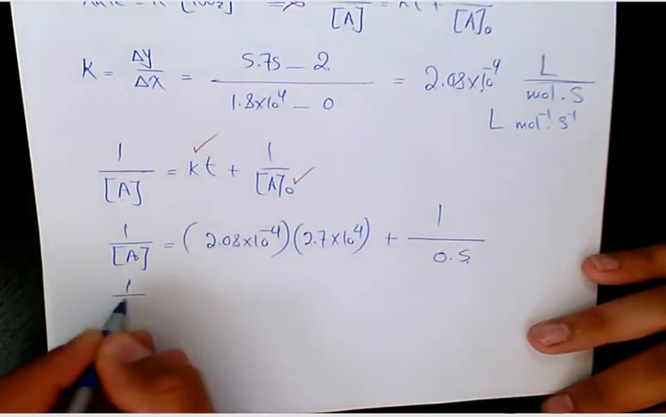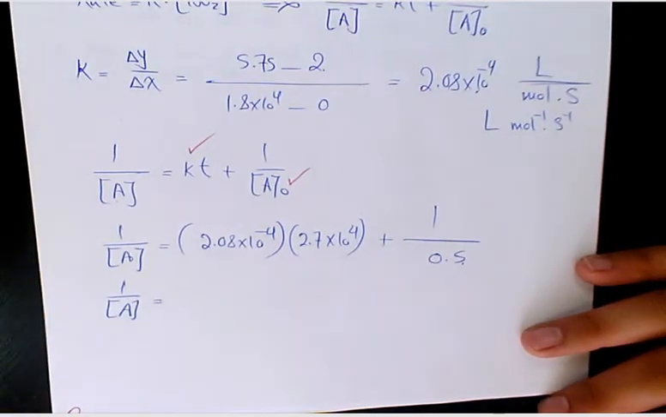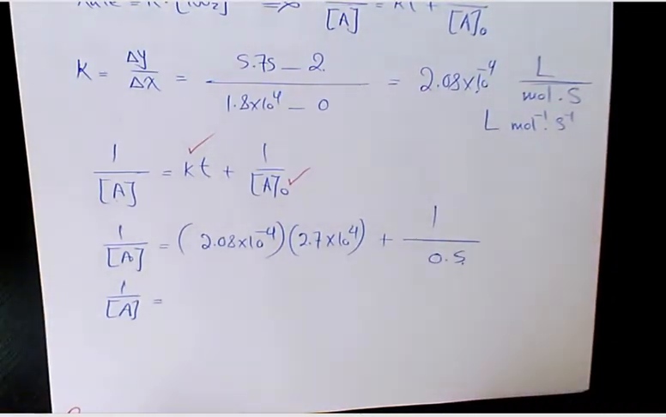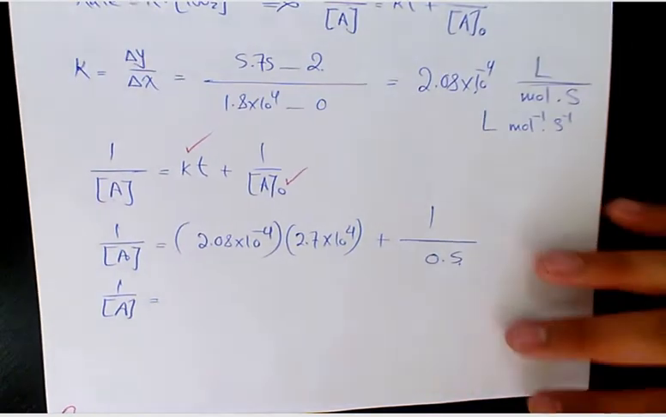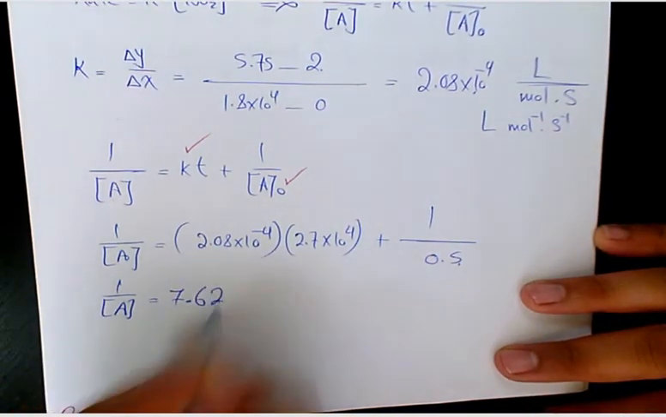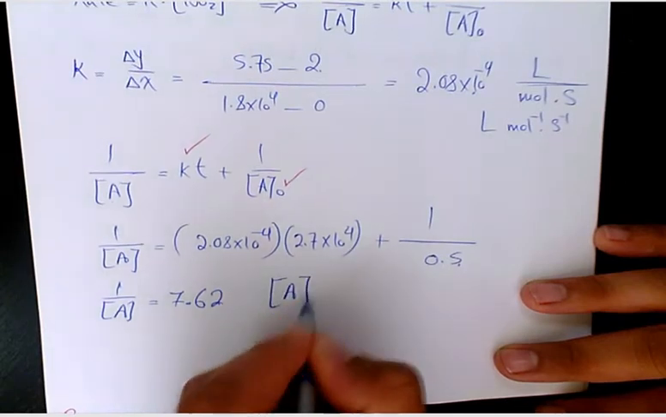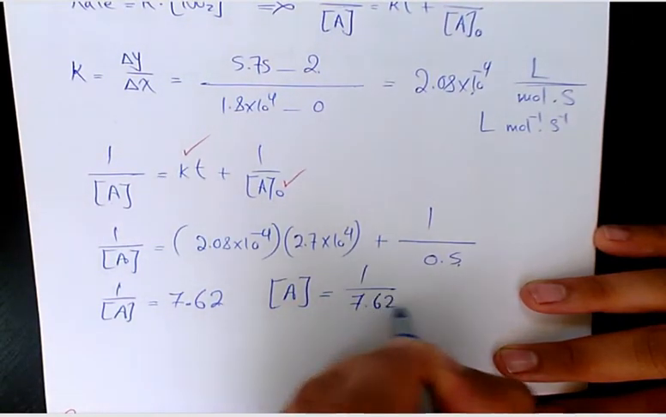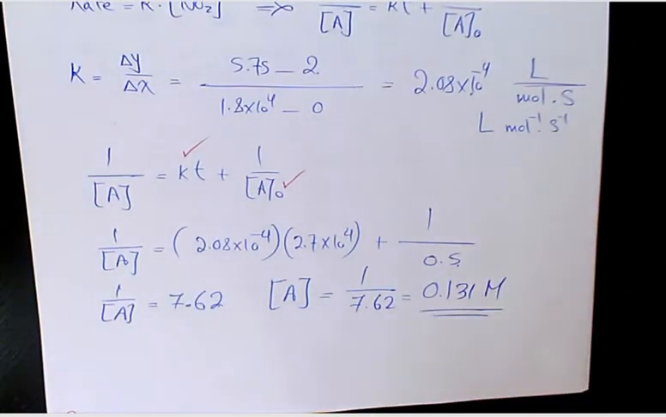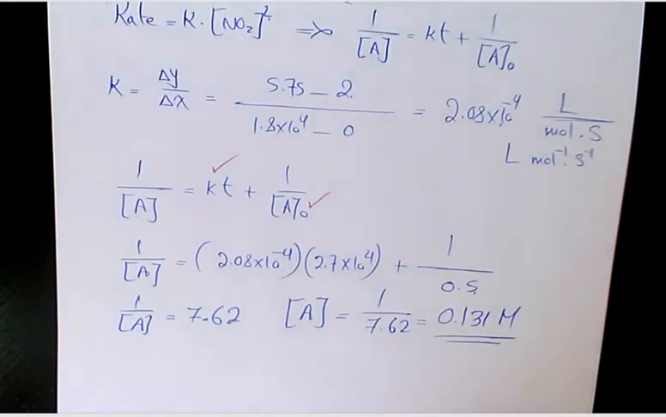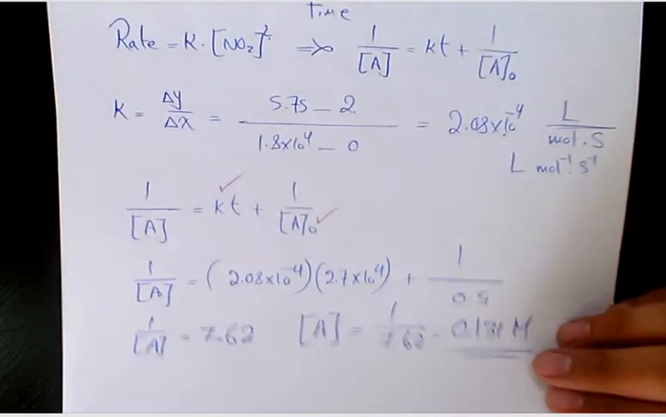So when you calculate it, 1 over A is going to be 2.08 times 10 to the power of negative 4 times 2.7 times 10 to the power of 4. That's going to be 5.6, plus 2 gives 7.62. That's 1 over A. So A will be 1 over 7.62, which is going to be equal to 0.131 molar, or mole per liter. So that's how we find out the concentration at any time. Let's see another example.